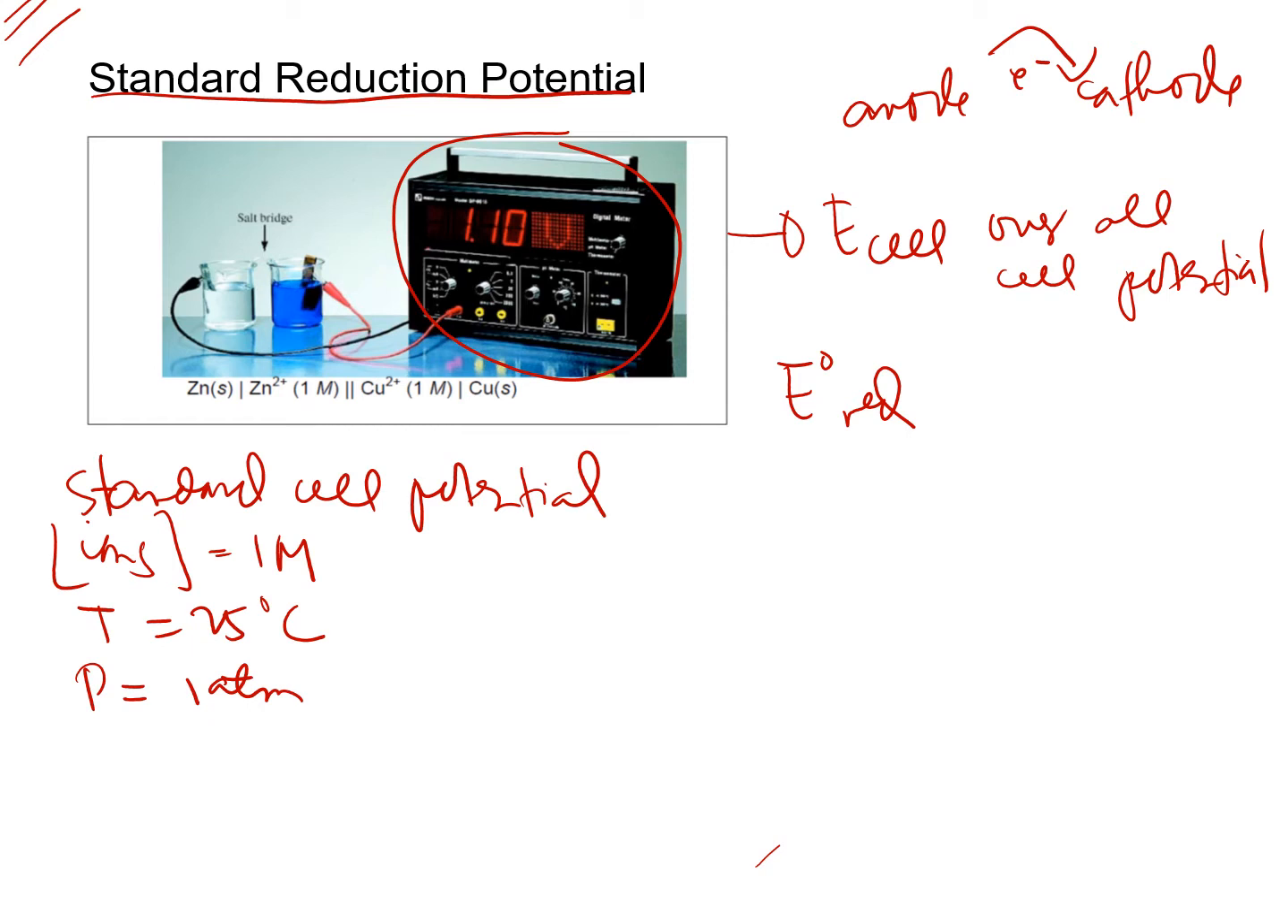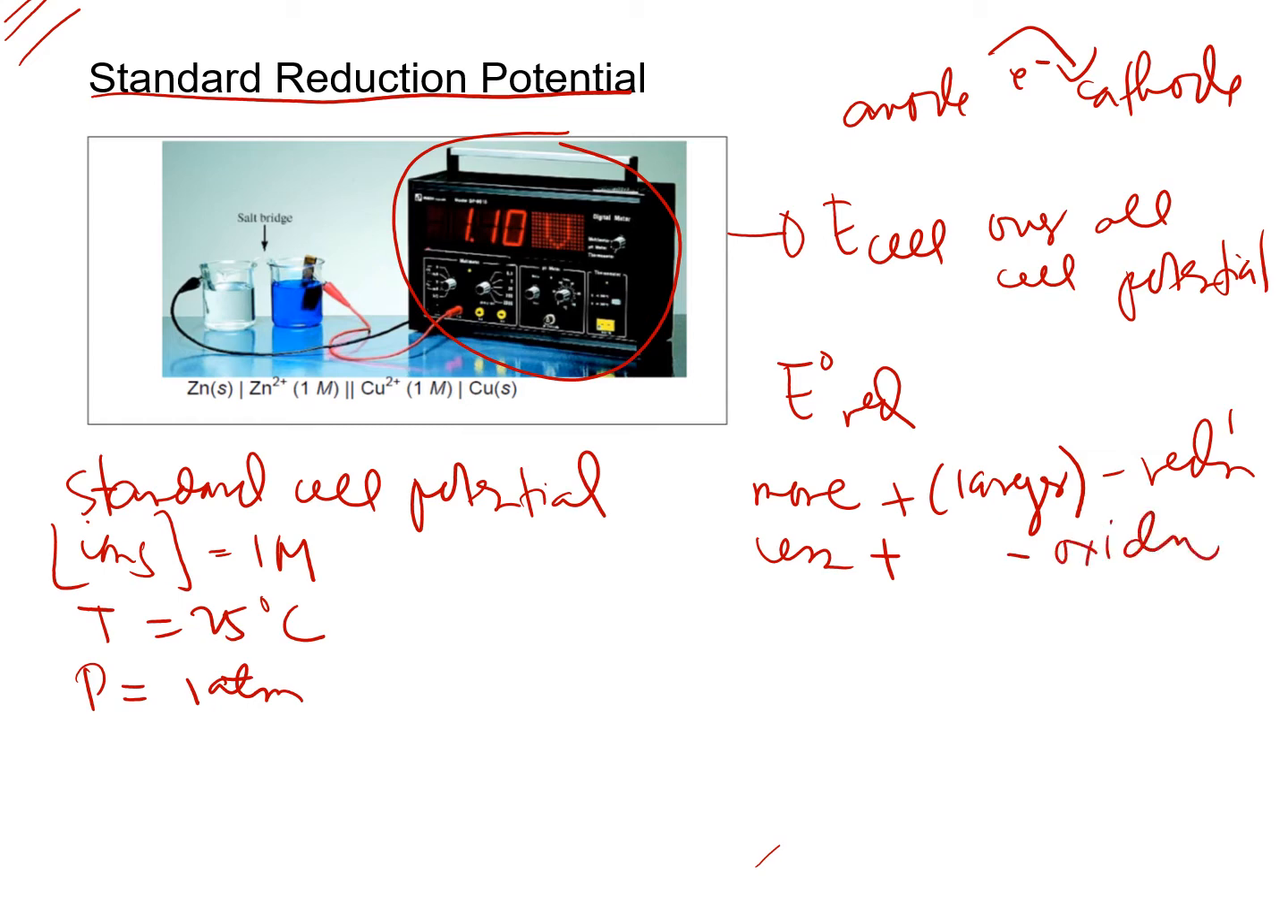So when these two half cell reactions are connected, the more positive or larger standard reduction potential, that's the half cell that will undergo reduction. And the other one, meaning the less positive half cell, will undergo oxidation. So what we can actually measure is just the E cell.